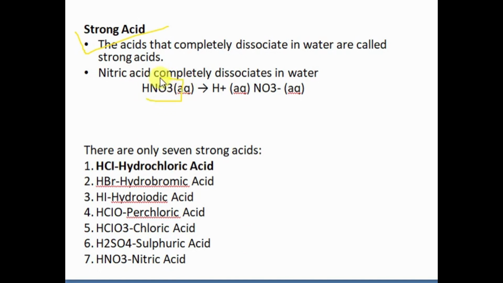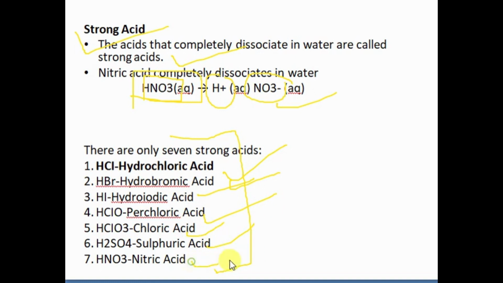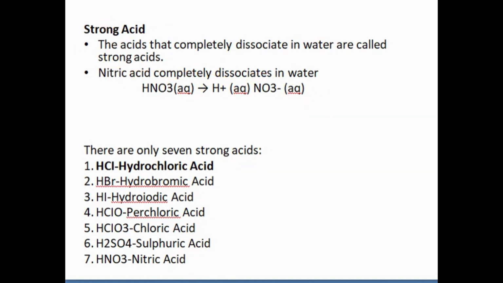So here you see HNO3. In HNO3, you'll see that H plus is completely dissociated and NO3 minus is here. So the acid that completely dissociates in water is called a strong acid. Strong acids completely dissociate. These are some seven strong acids: HCl, HBr, hydroiodic acid, perchloric acid, chloric acid, sulfuric acid, nitric acid. These are the examples of strong acids which dissociate completely in the presence of water.